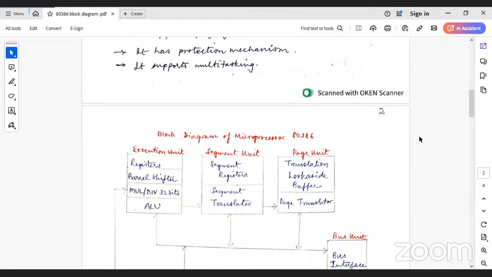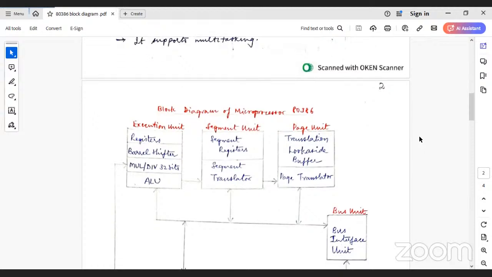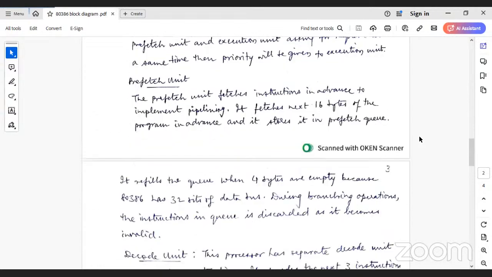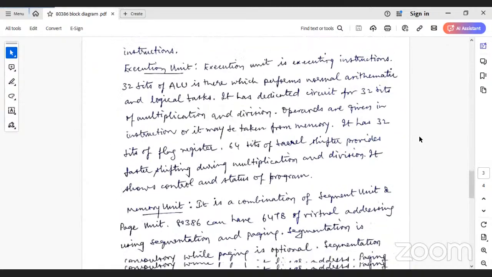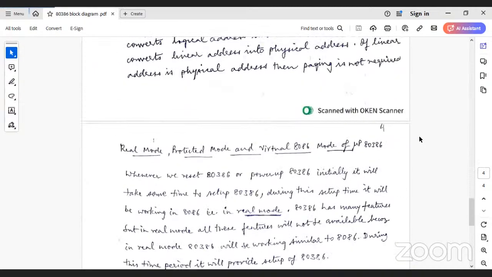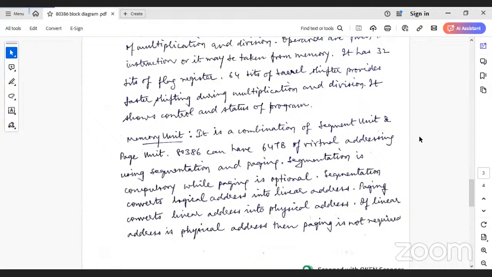The page unit in itself is one big topic again: how the pages are seen and how the address will be taken up when you are doing this memory segmentation. So there is something known as linear address and physical address. One more topic is there, so I'll come to those points a little later.